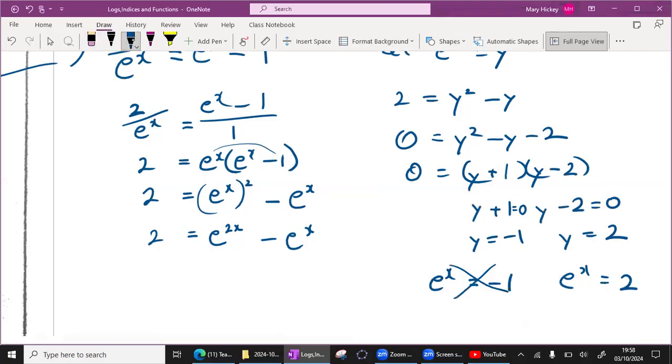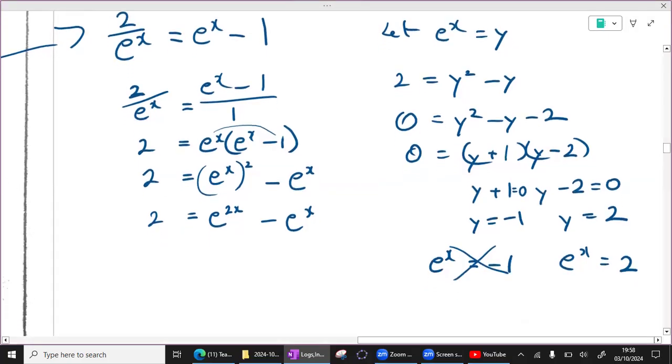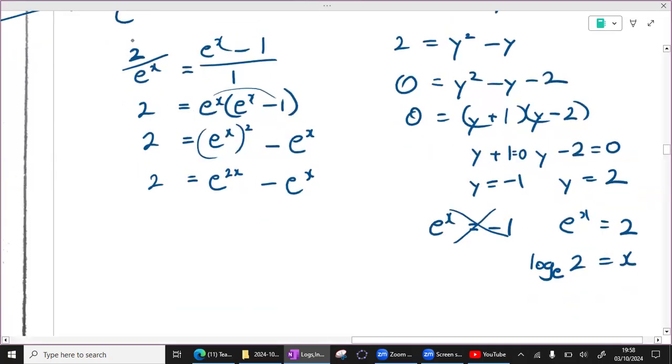How do I extract out the x? Well, hopefully you knew that this was logs. The whole point of logs is that you can extract out that x. So the log of your base e is 2, so x equals the natural log of 2. And then the natural log of 2 is 0.69. And as I said, that was worth 10 marks.